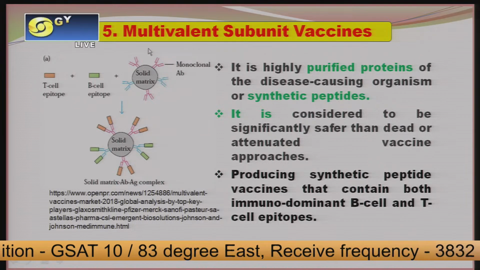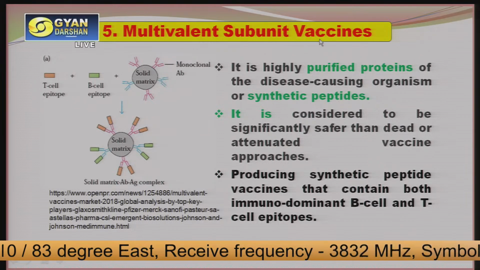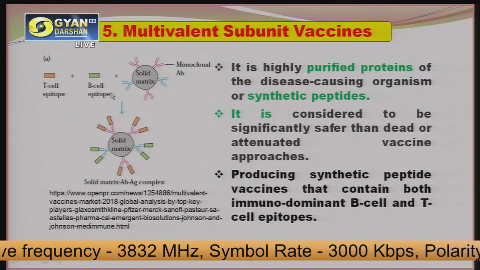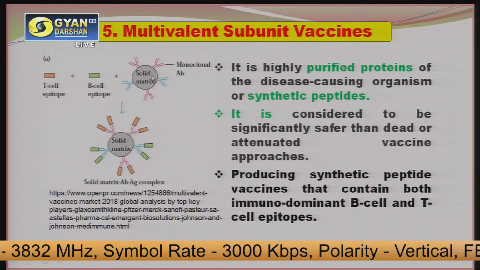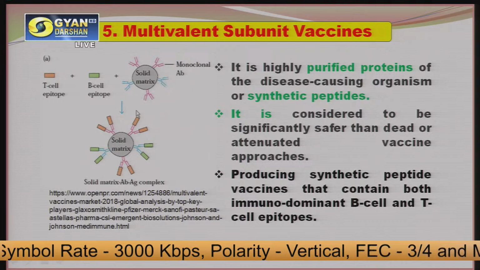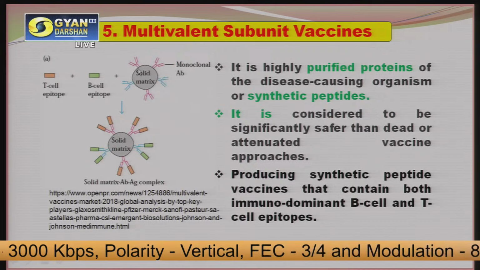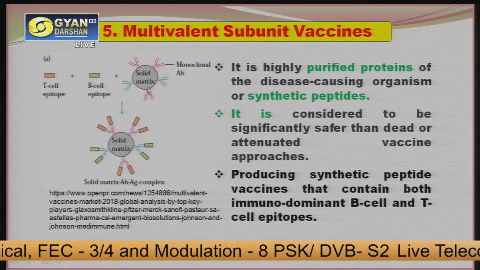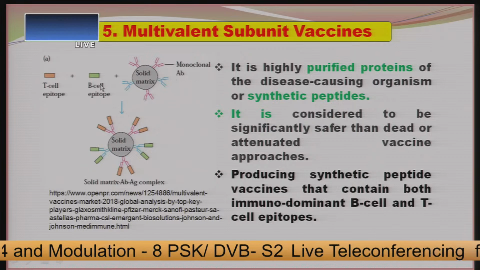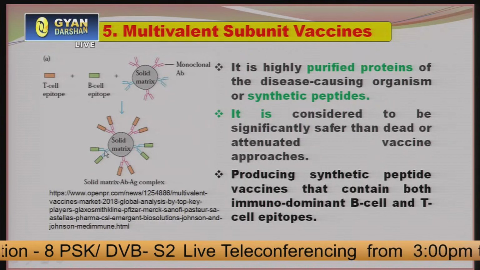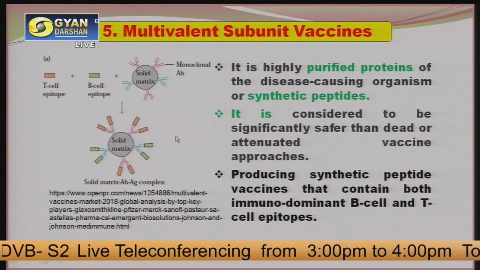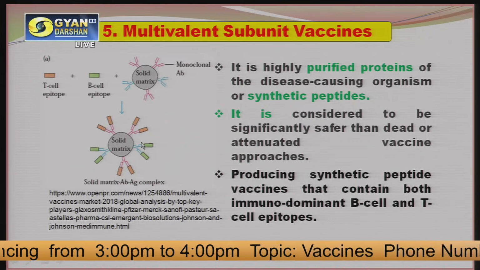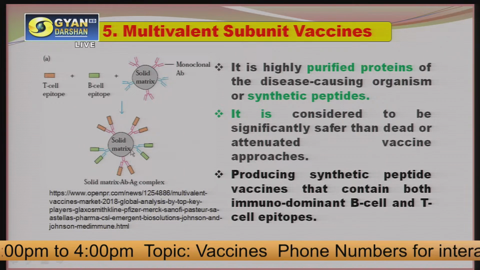And you can see in this multivalent subunit, here is the T cell epitope, here is the B cell epitope. It is a solid membrane, and monoclonal antibodies we can attach on the surface of the solid membrane. Here are the monoclonal antibodies. They are able to recognize the B cell epitope and T cell epitope. You can see it. So basically it acts as a vaccine. We can administer it inside the body.